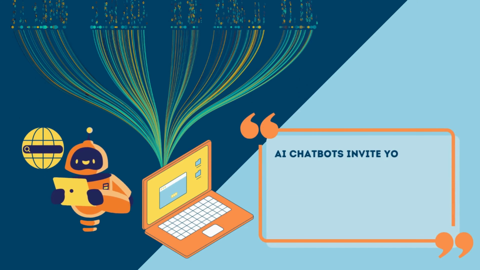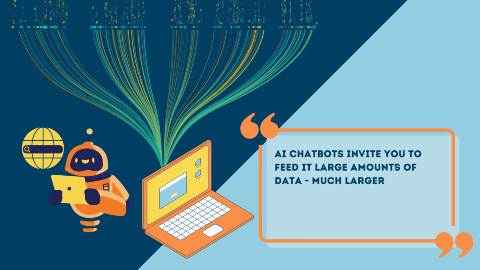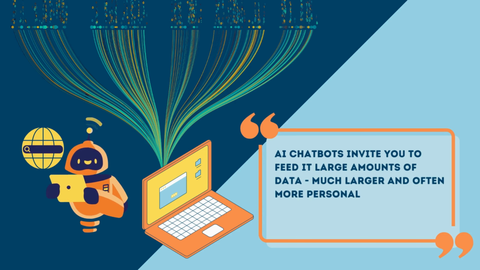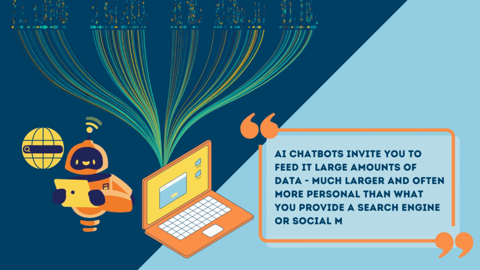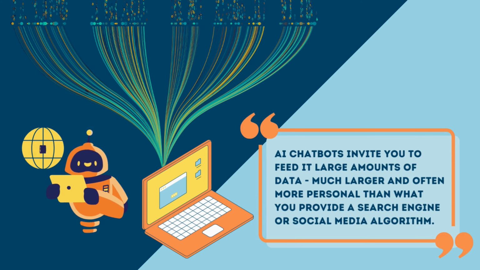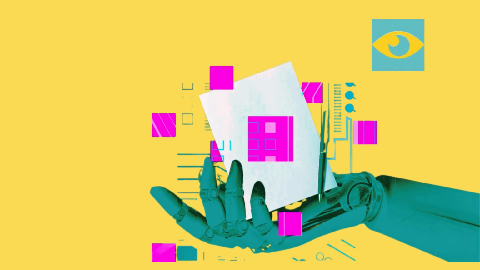A real privacy risk also lies in the information that is collected from conversations with generative AI chatbots. AI chatbots invite you to feed it large amounts of data, much larger and often much more personal than what you provide a search engine or a social media algorithm. Let's say you're an intern at a company and you want ChatGPT to proofread your meeting notes. In the process of proofreading these notes, ChatGPT has also ingested and stored the sensitive company information that you provided. It can now use the confidential data directly or indirectly in any future context.